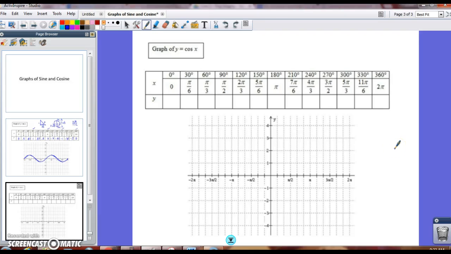Okay, we're going to continue on and talk about the cosine graph. So the same rules apply with the cosine graph. We again have our angles in degrees as well as radians. And again, we're doing the increments of 30 degrees or increments of pi over 6 on our x-axis here. So the setup here is very much the same.